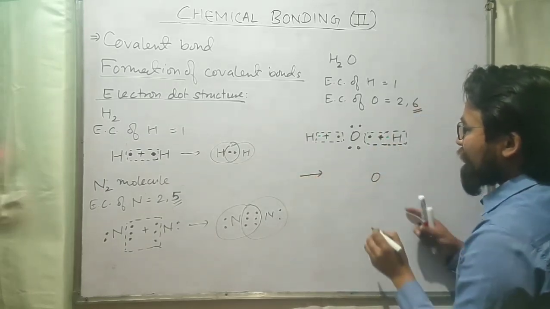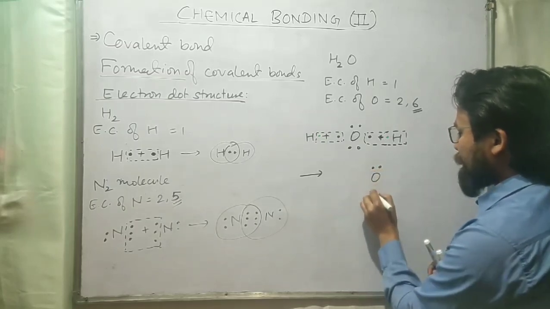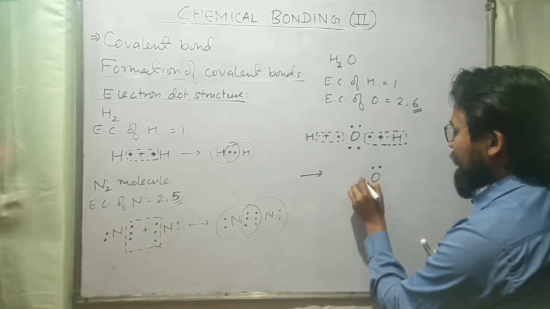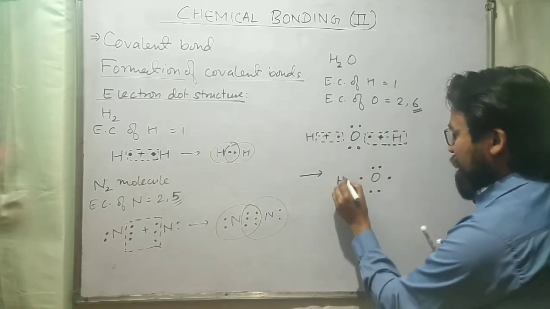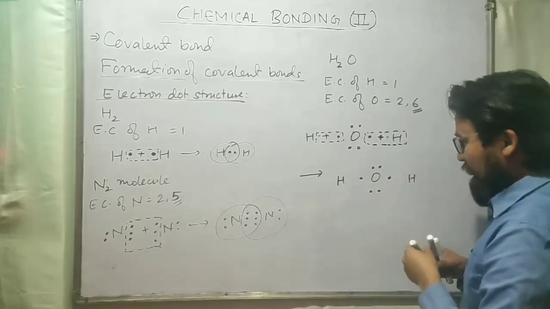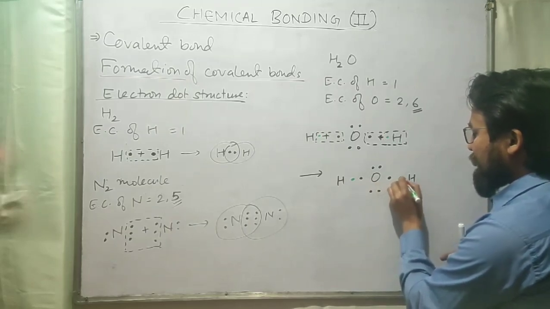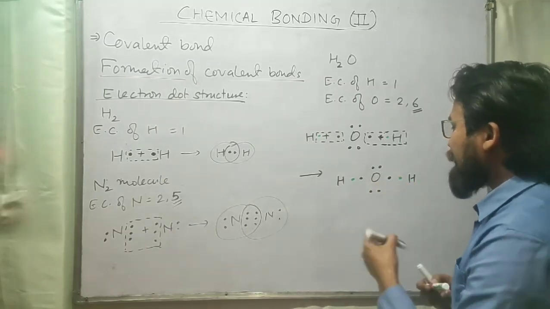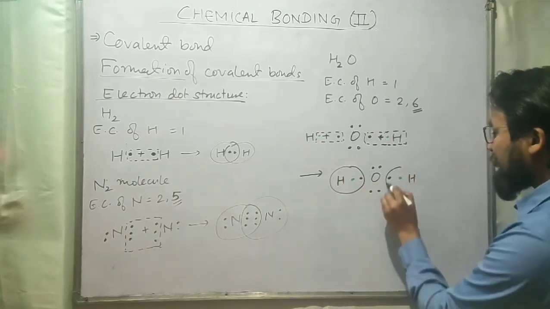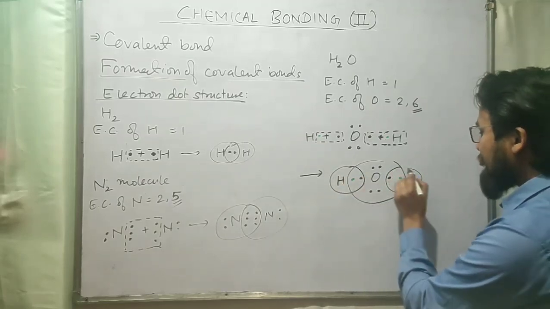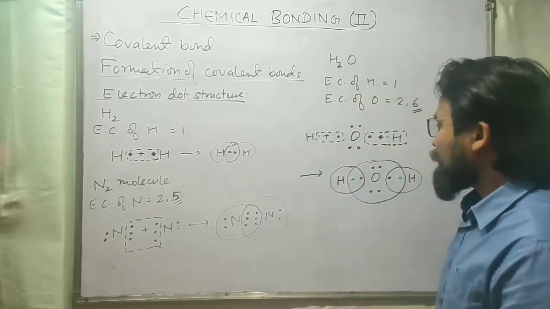So how is the molecule of water formed? Oxygen has 2 6, and here we have 1 electron each for hydrogen. The electrons of hydrogen are shown with green color. So this is the electron of hydrogen and this is the electron of the other hydrogen atom. So hydrogen will complete its duplet as well as oxygen will complete its octet. So this is how we form the molecule of water.